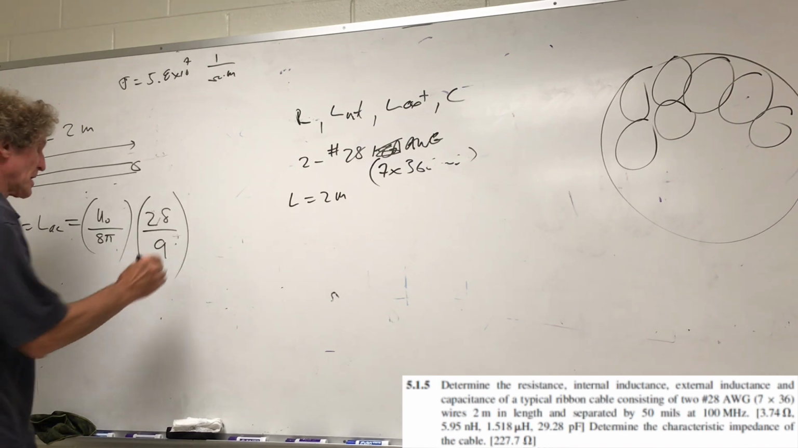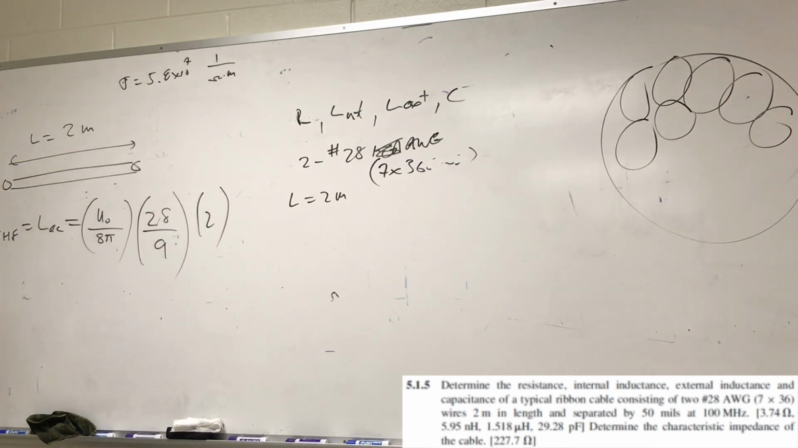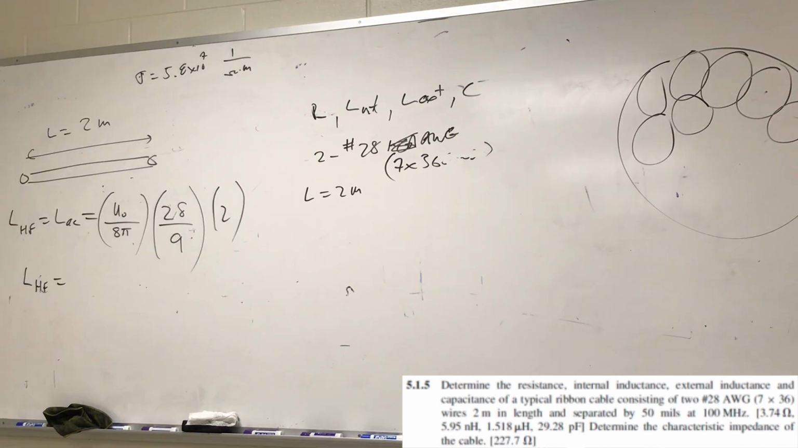Then I have to multiply it by 2 because it's got 2 meters in length. This is just for the upper portion for one single wire of 2 meters in length. So that will be the inductance. And tell me what it is. 20.65 times 10 to the minus 9 for a single wire, 2 meters long.